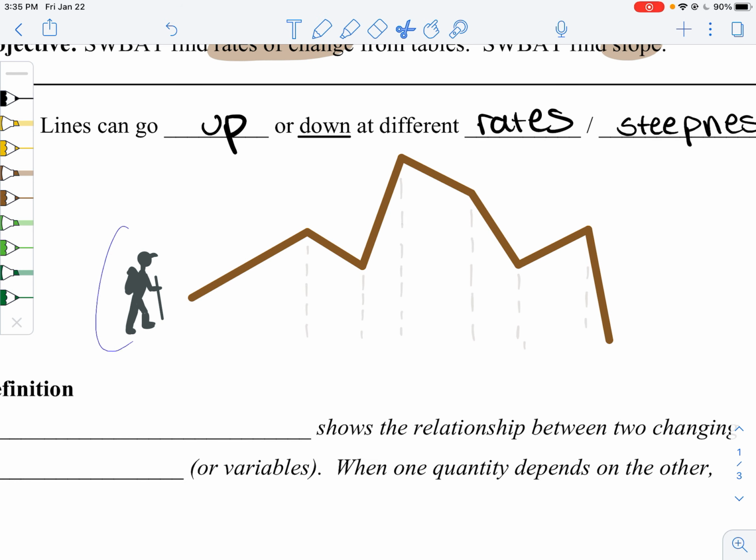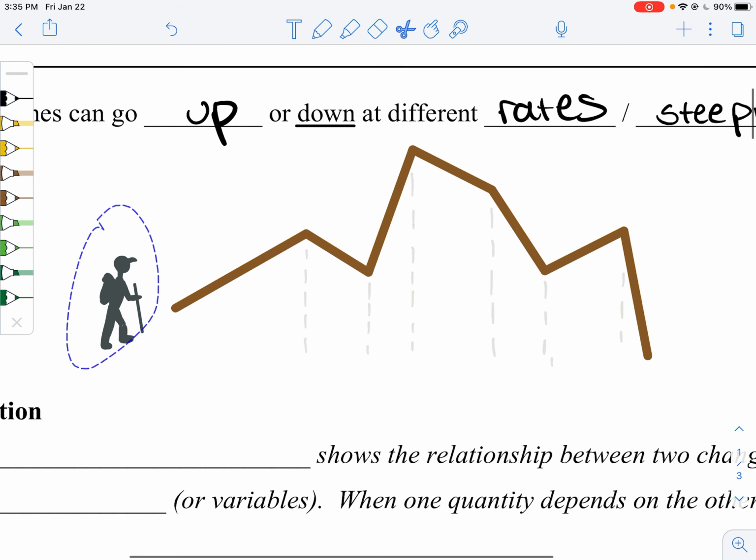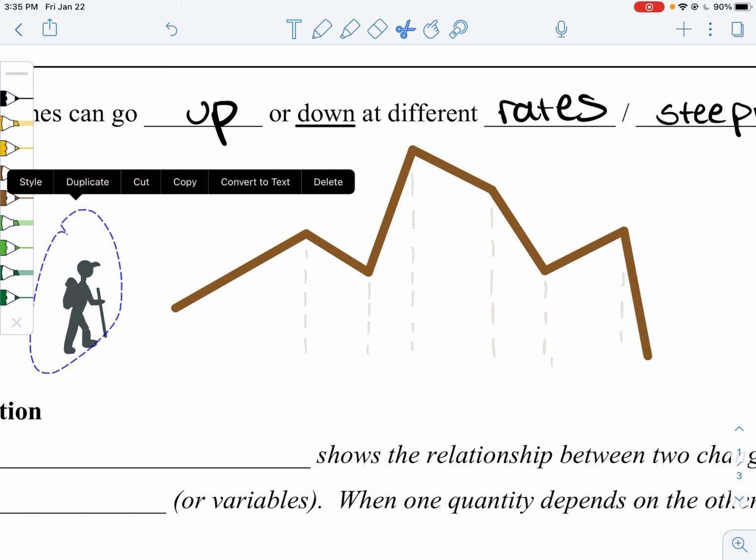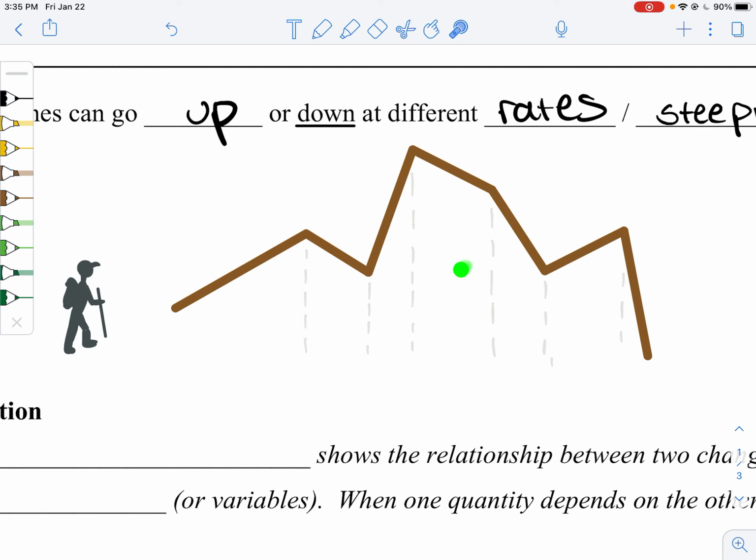So here we've got this hiker, and he starts out with this casual climb. He's going up a little bit. By the way, I've sorted this into sections of his route, of his hike. He's going up pretty slowly. And then he goes down, and then he goes up real fast. That's tough. And then he goes down. And then he goes down faster. And then he goes up again, kind of casually, and then shoots right down.